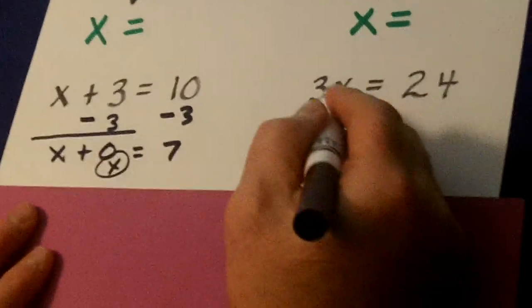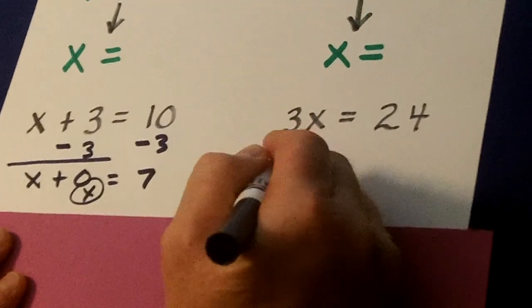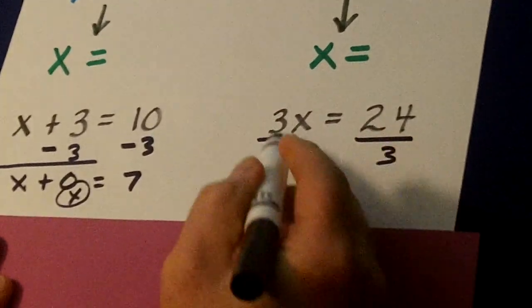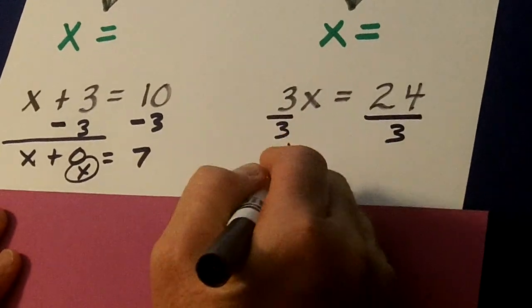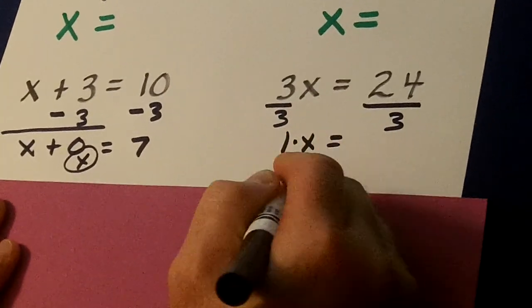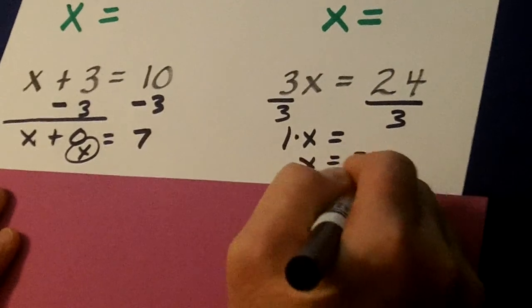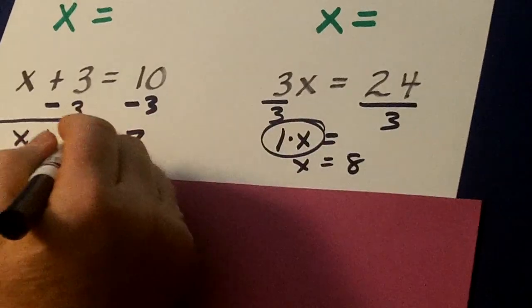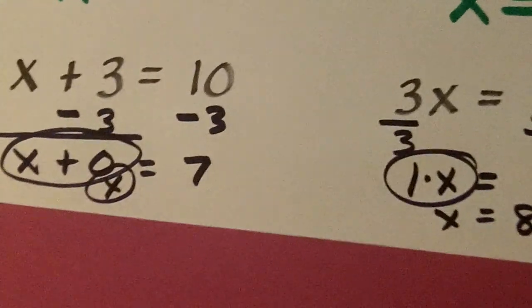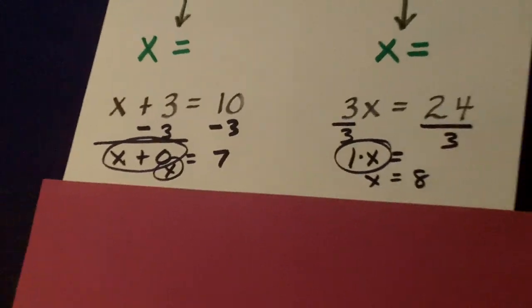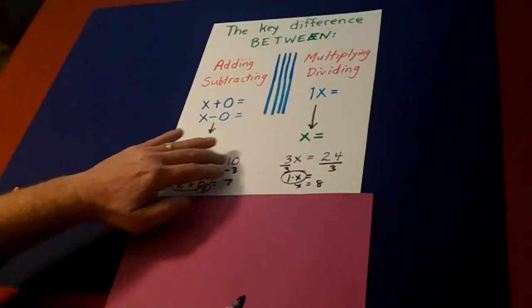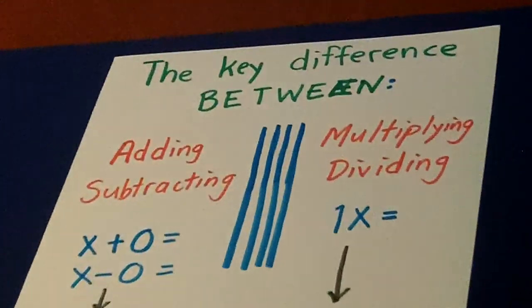Now here, 3 times x, divide by 3, divide by 3. What's 3 divided by 3? 1 times x is 8. So right here, that's the key point. That's the key difference between adding and subtracting and multiplying and dividing.